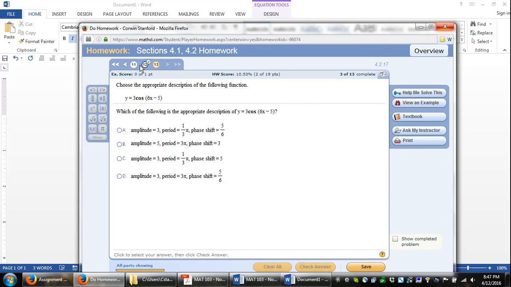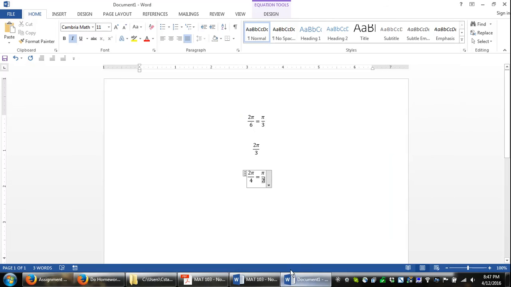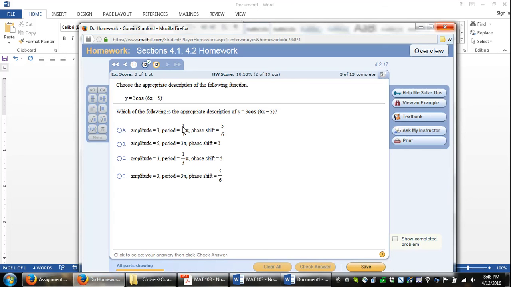This one should be similar. Amplitude's the easy one. That's 3. The period is 2 pi divided by our 6 there. Two pi divided by 6, those are both divisible by 2. I cancel out a 2 there, cancel out a 2 there. I'm left with 3. So I should have a period of 1/3. So it's got to be one of these two.